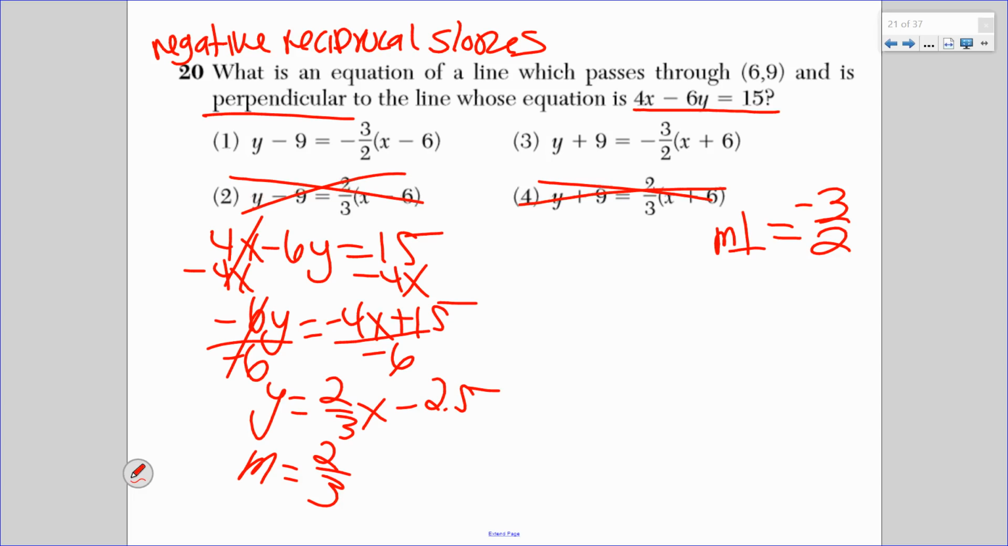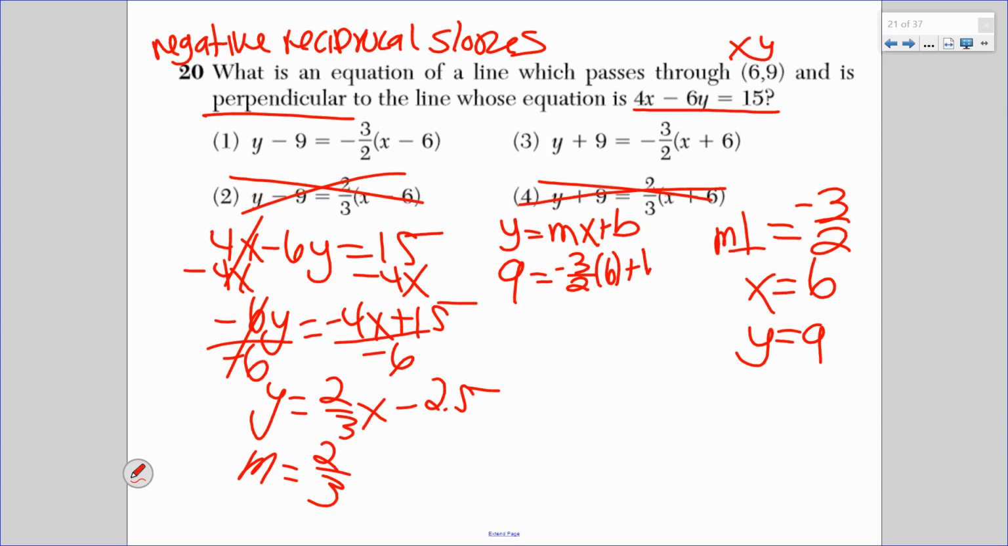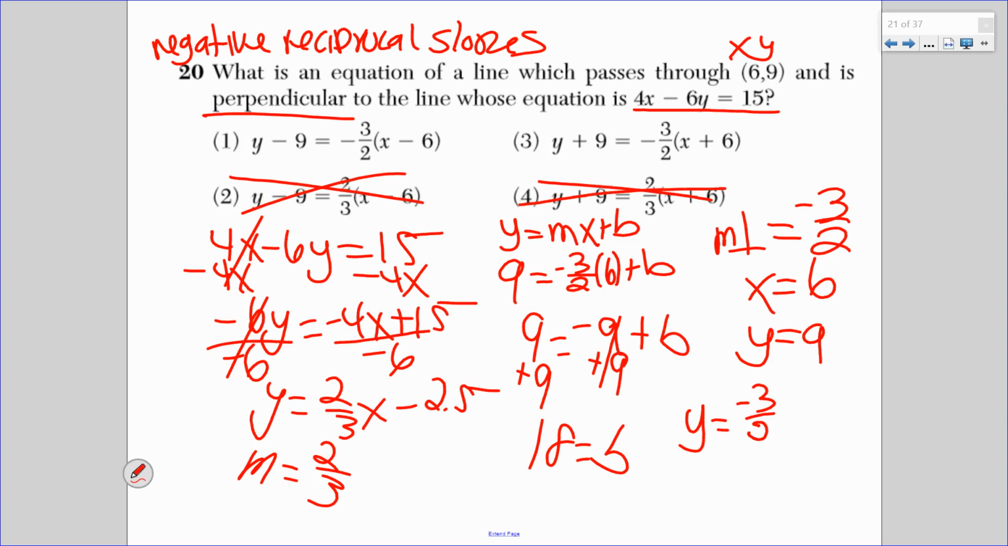I don't use point slope form for my kids, so I'm going to do it the way I would do it. Although if you know point slope form, then you would just sub into that at this point. Now that I have my m, I need to find my b. So I have x and y here, x is 6, y is 9. So I'm going to sub into y equals mx plus b. 9 equals negative 3/2 times 6 plus b. 9 equals negative 9 plus b, add 9 to both sides. 18 equals b. So y equals negative 3/2 x plus 18. That's the equation of my line.